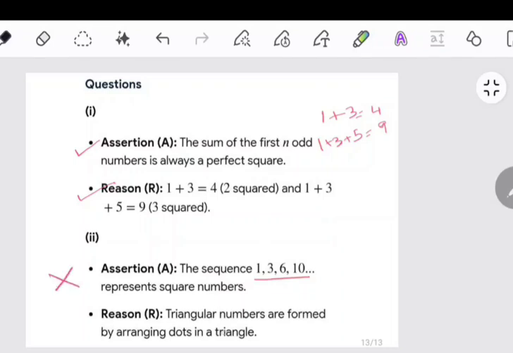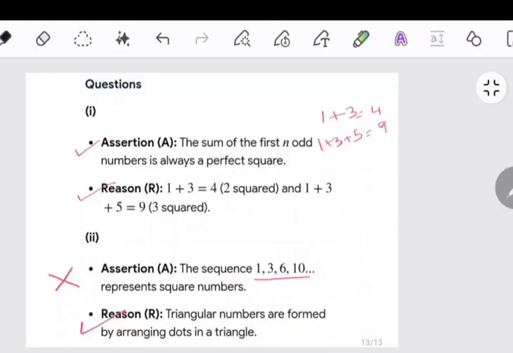And then check the reason. Triangular numbers are formed by arranging dots in a triangle. Is the statement correct? Yes. Triangular numbers are formed by adding dots in a triangle. The statement is correct. So we can say the assertion is false and the reason is true. Assertion is false and reason is true. Okay? Clear?